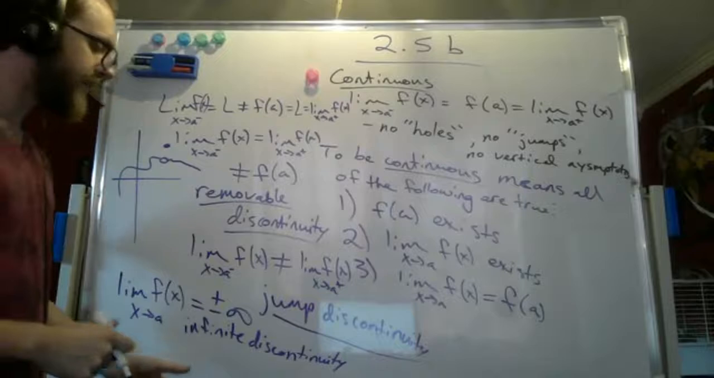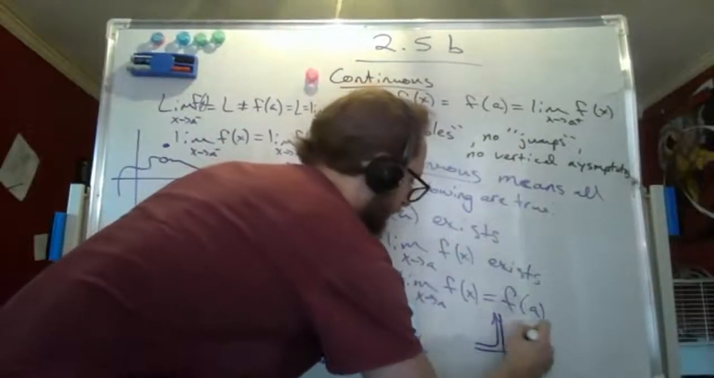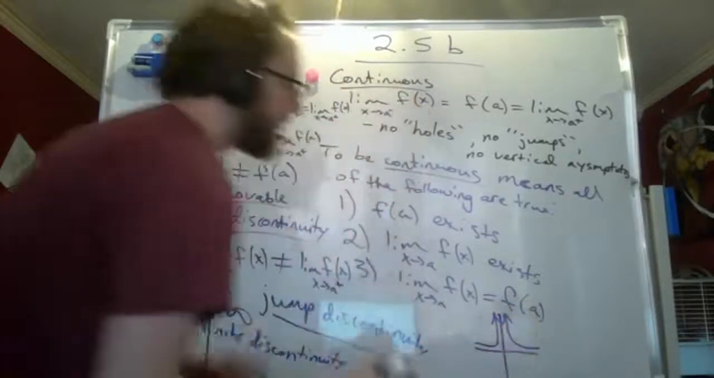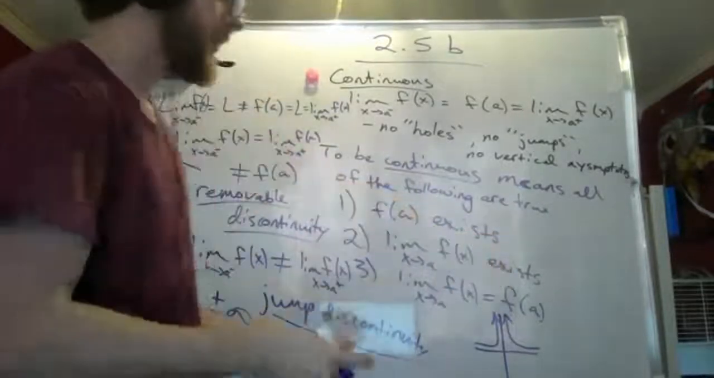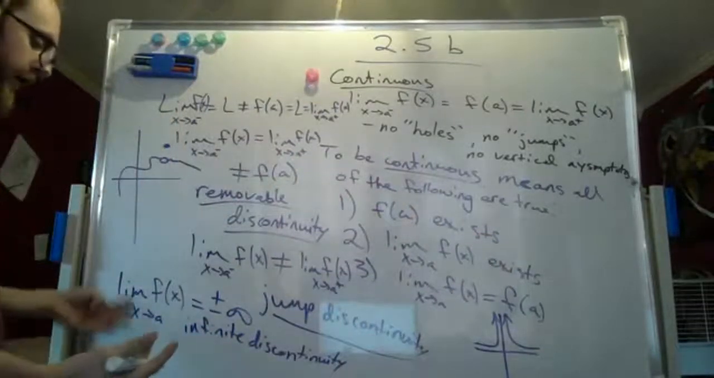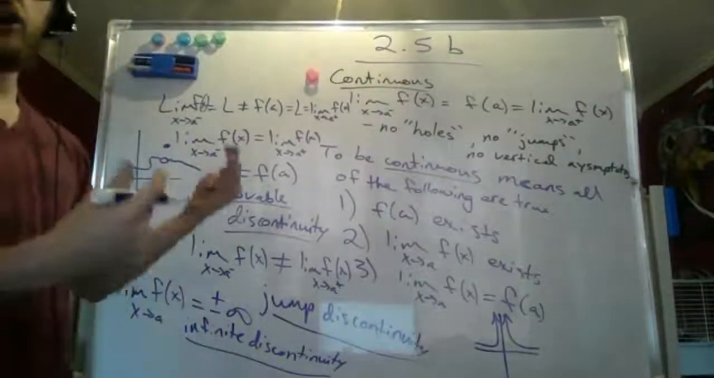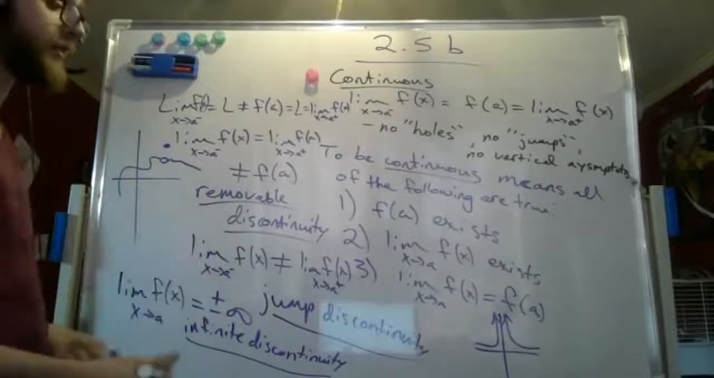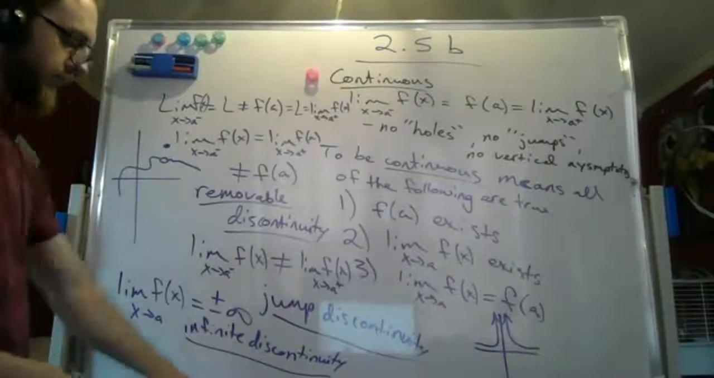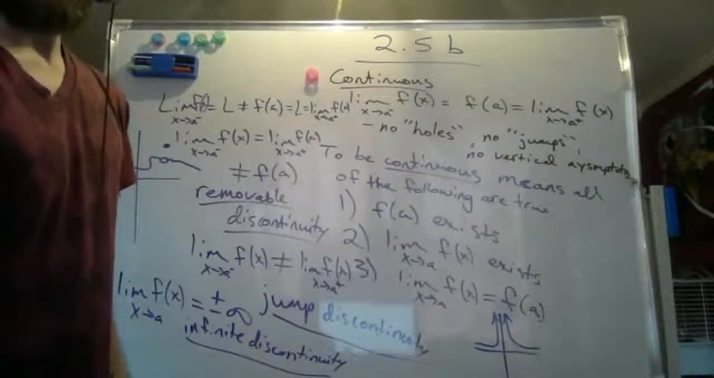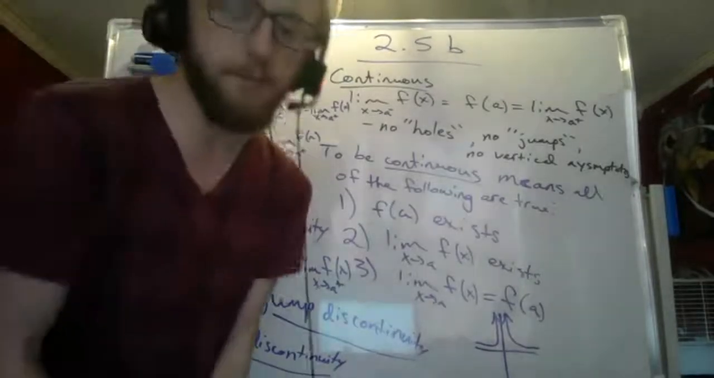In the case of an infinite discontinuity, for example, a graph that looks like this, where as we approach 0 from the left and right, it goes to infinity, I can't just pick this up and modify it to make it suddenly continuous. And so we call this an infinite discontinuity, or in other words, a non-removable discontinuity. You can't move it around. So there you have it. That covers the gist of what we wanted for 2.5 A and B.